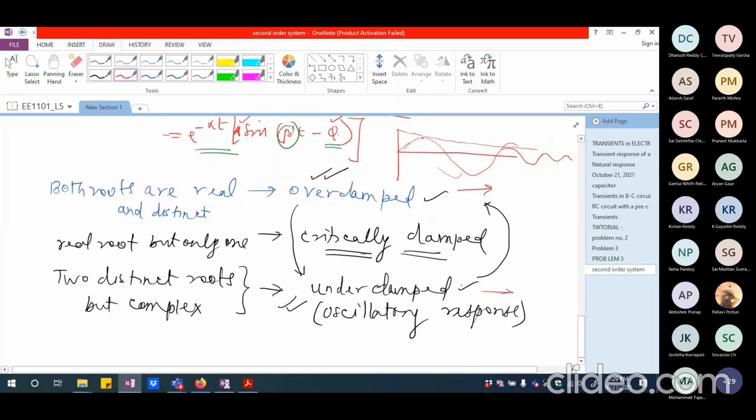and I'm going to show you the response by simulating it in a particular software. So I'm going to take a particular value of R, L, and C, such that R by 2L is greater than 1 by root LC in the first case. In the next case, I'm going to take R by 2L less than 1 by root LC. For both the cases, I'm going to show you how the circuit responds.